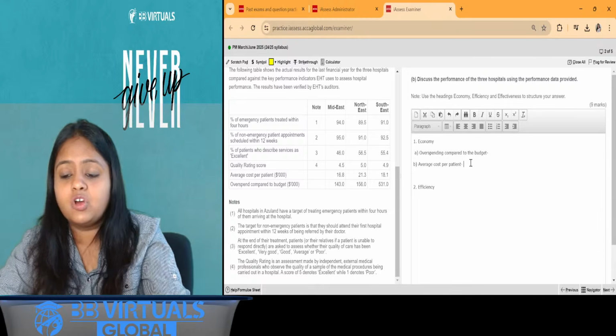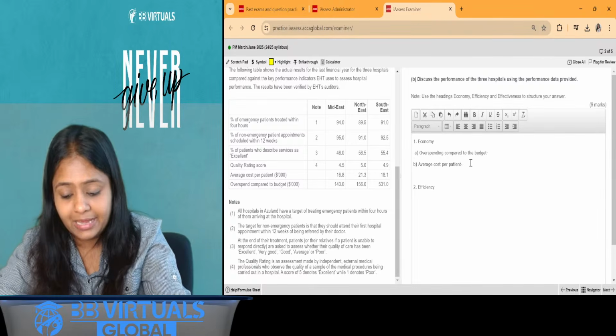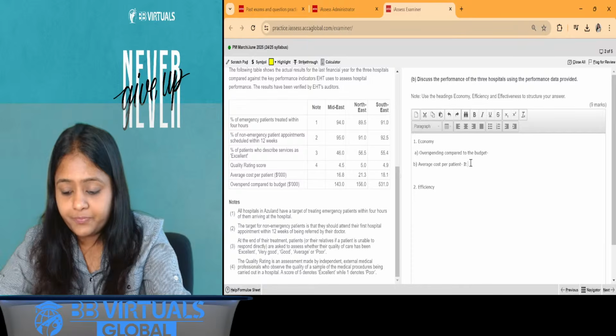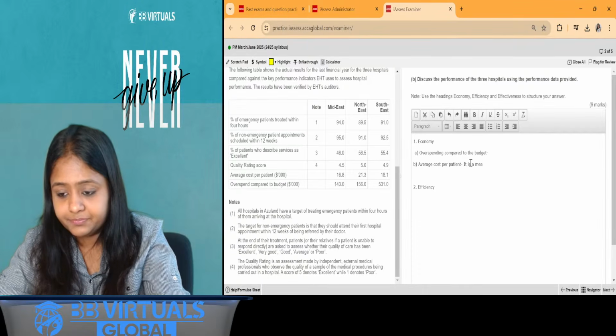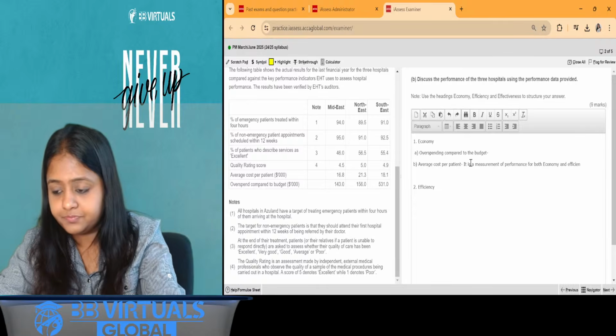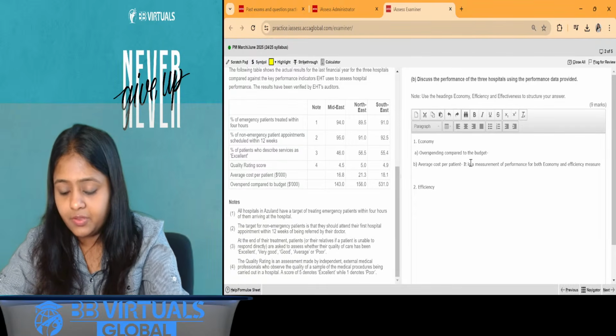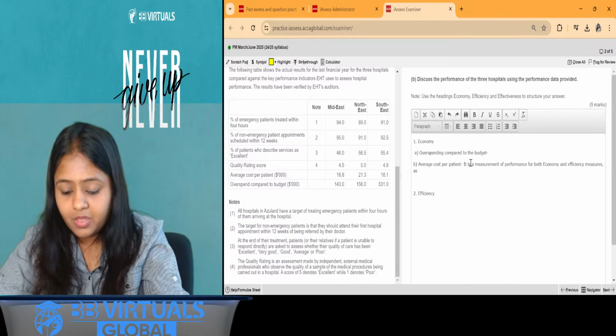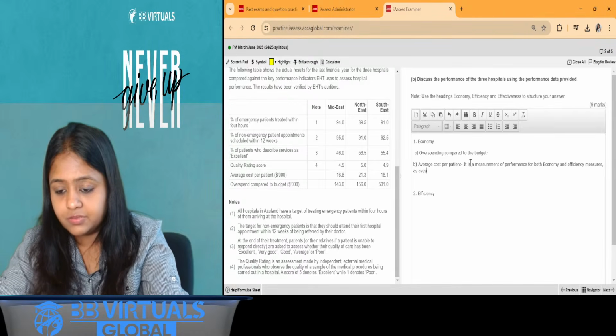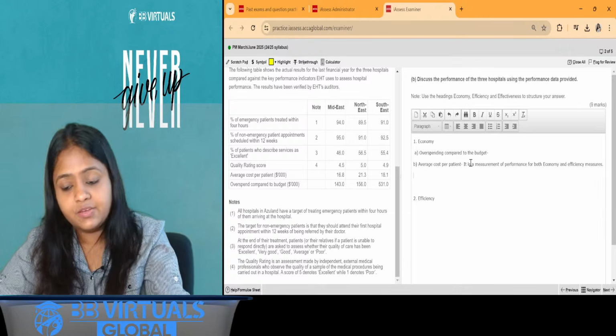Okay, now average cost per patient, we can write down that it is a measurement area, performance for both economy and efficiency measures. Okay, average cost, efficiency areas measures. Okay, now let's discuss it further.